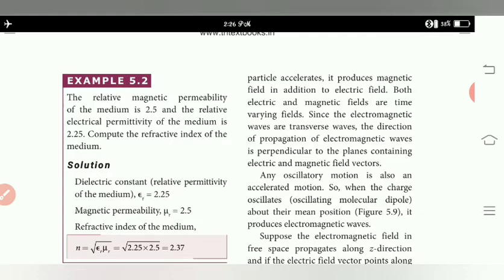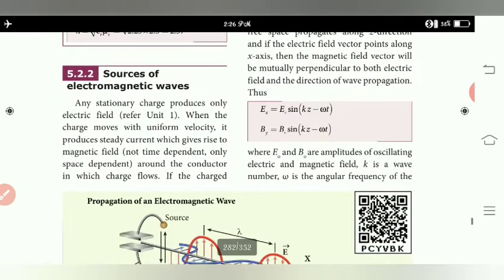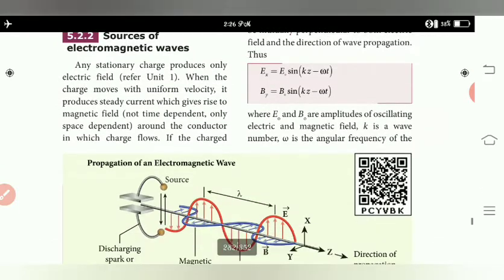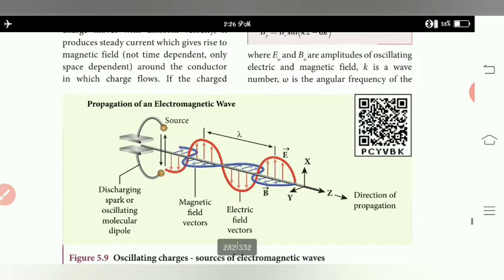Since electromagnetic waves are transverse in nature, the direction of propagation of electromagnetic waves is perpendicular to the plane containing the electric and magnetic field vectors. So Ex equals E naught sin(kz minus omega t) and By equals B naught sin(kz minus omega t), where E naught and B naught are the amplitudes of the oscillating electric and magnetic fields. k is the wave number. I'll tell you what that wave number is.